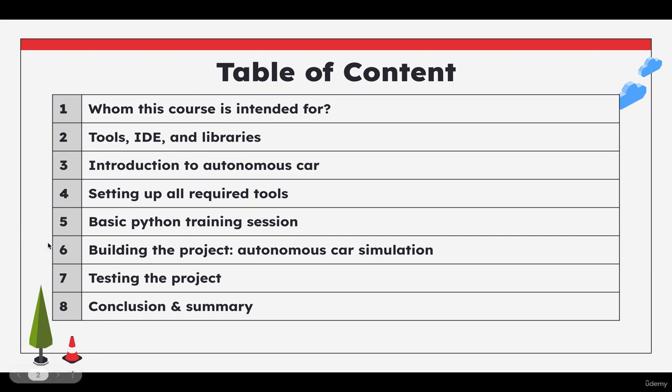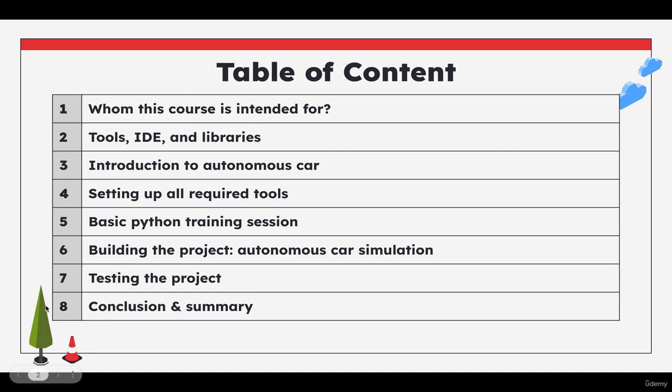That's chapter 6, and the next one here, chapter 7, testing the project. Once the project has been built, we're going to be conducting testing to make sure the code works the way it's supposed to, right? We're going to make sure our autonomous car simulation works well, all right? So that's chapter 7. And chapter 8, conclusion and summary.